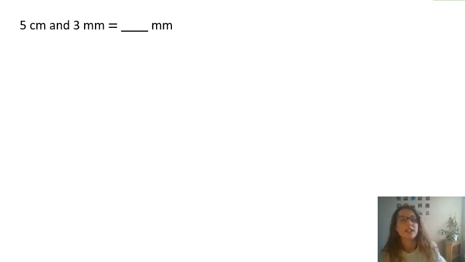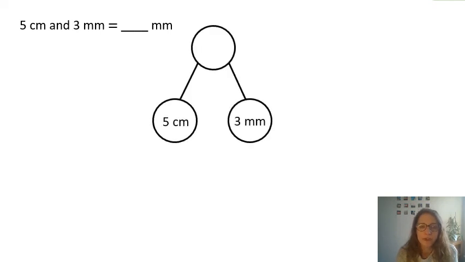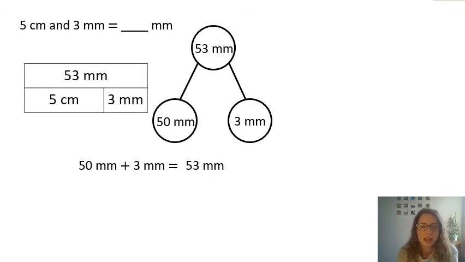Okay, can you have a go at completing this number sentence then? So 5 centimeters and 3 millimeters is equivalent to how many millimeters? Okay, you're timesing it by 10 because you're going from centimeters to millimeters. Okay, so we've got 5 and 3 on here. I'm going to swap that 5 centimeters to 50 millimeters because I've timesed it by 10. 50 add 3 equals 53, so it's 53 millimeters. And again, you could just see that on this bar model as well.